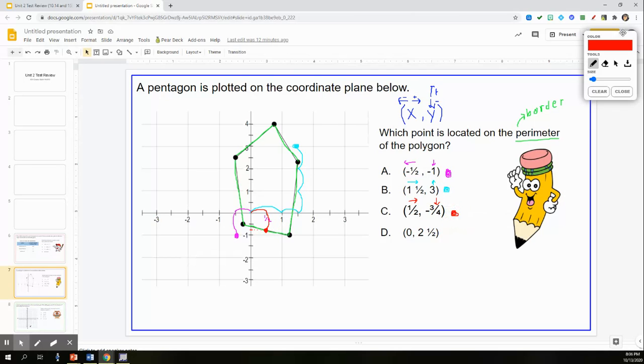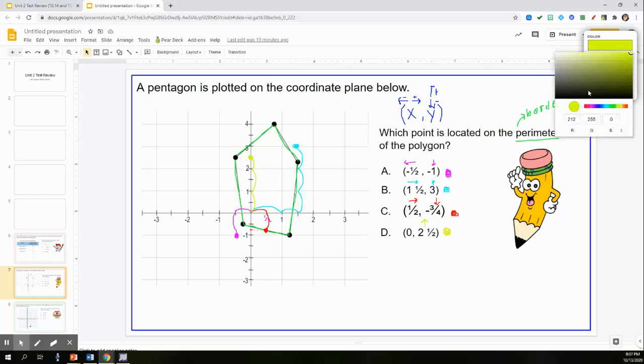And the last point that I have is 0. Let's do yellow. 0 and 2.5. So 0 for the x value means that I don't take any steps to the left or right. I start at this origin, and I don't take any steps in the x direction. But then 2.5 is positive y, which means I'm going up in the positive y direction. So I start at the origin, I don't run in any direction, and I jump up 2.5. So 1, 2.5 would be right here for D.